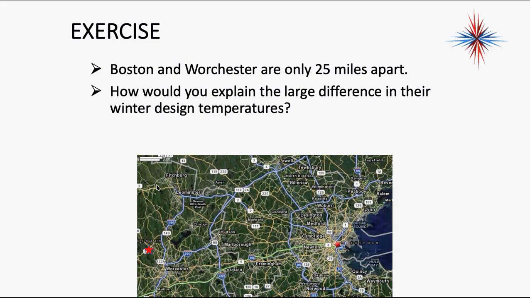When you look at this map, Boston and Worcester are only 25 miles apart. Over here on the star on the bottom is Worcester. Boston is over here. Why is there a big temperature difference in the design temperatures between the 2 areas? One's right on the bay, the water. Yes, the water temperature makes things mild.